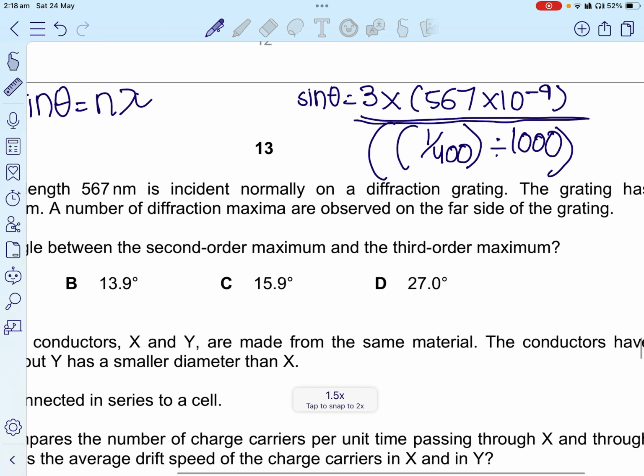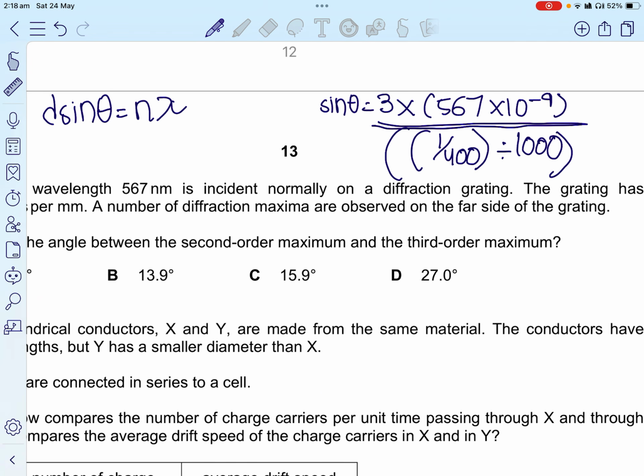Now this is sine theta, so you can obviously do sine inverse of this to get the value of the first angle. I'll not write it down, but I know what I'm doing. Sine inverse of 3 times 567 times 10 raised to negative 9, divided by 1 over 400, divided by 1000.